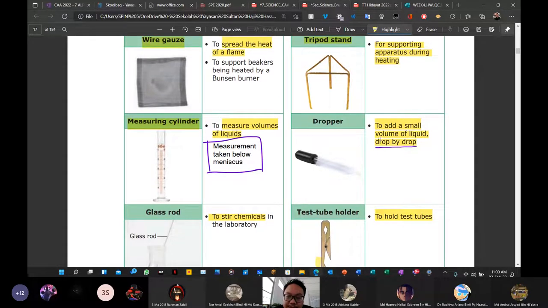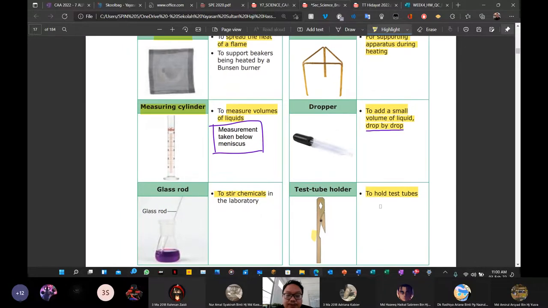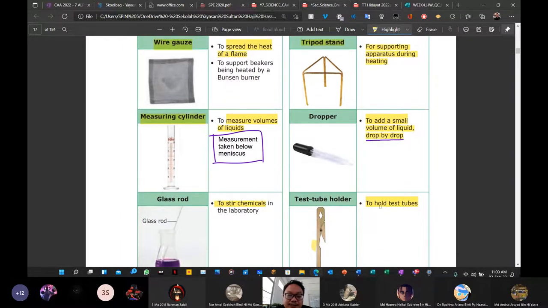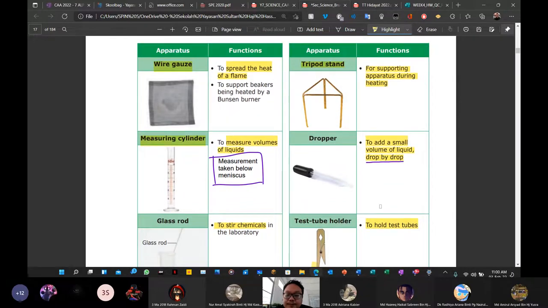Dropper, the keyword is drop by drop. So you add small volume of liquid drop by drop. Glass rod, not used to mix, but to stir chemicals. So when you stir, it will be mixed. And last but not least is test tube holder. So these are the 10 apparatus that you need to memorize for exam. Okay. So the highlighted ones are the answer that you're looking for in the exam.